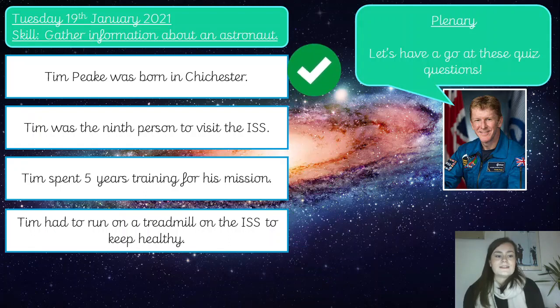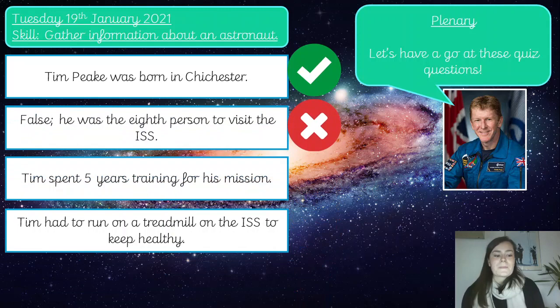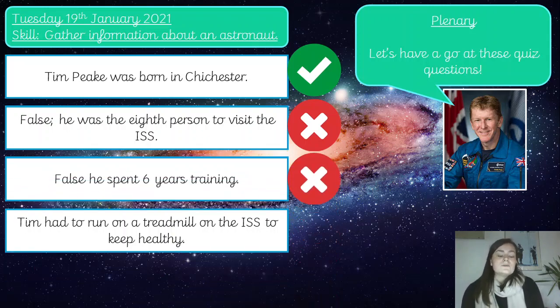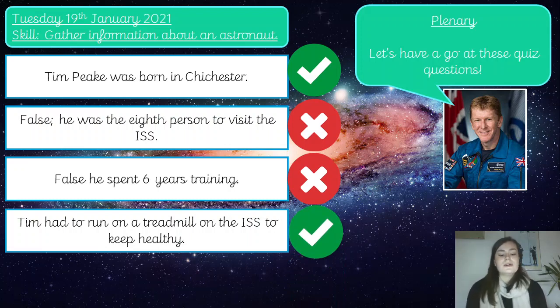So the first one, Tim Peake was born in Chichester. That is true. The second one was false. He was actually the 8th British person to visit the International Space Station, not the 9th. False was the next one as well. He spent 6 years training. And finally, it is true. He did have to run on a treadmill whilst he was on the International Space Station to keep himself healthy.